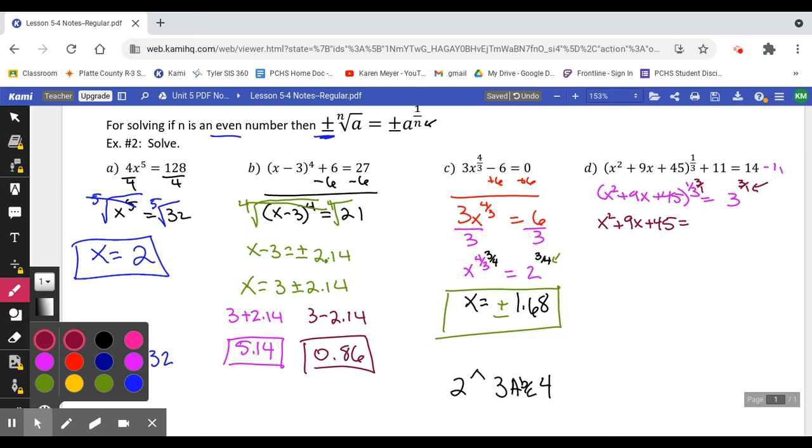Now, do I have to have a plus or minus? Well, look at that bottom number. That bottom number of my reciprocal power is 1. 1 is odd, so no, do not put a plus or minus.